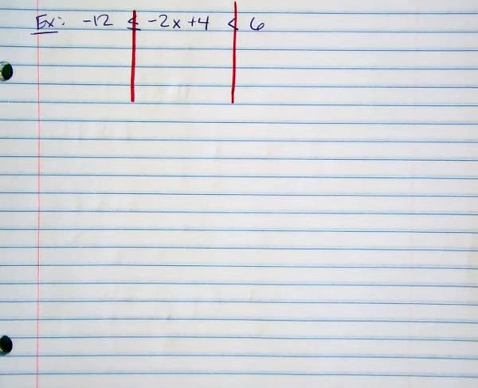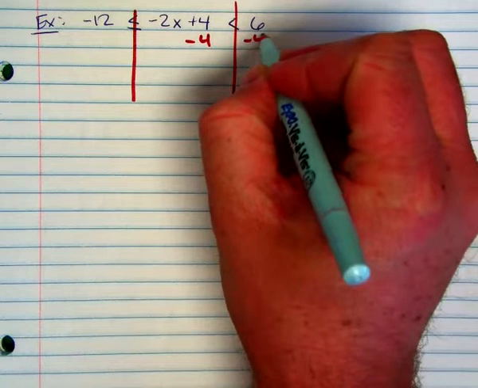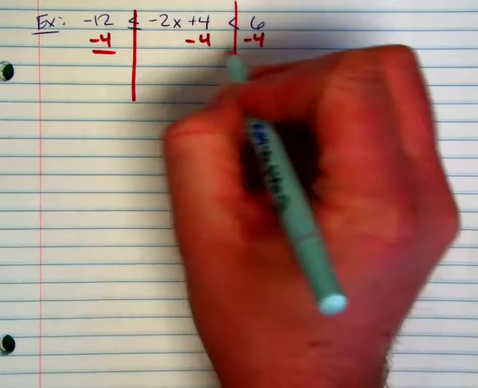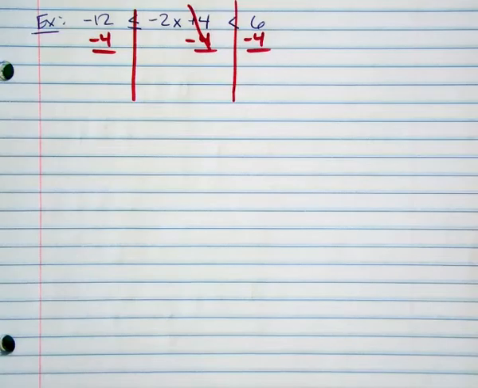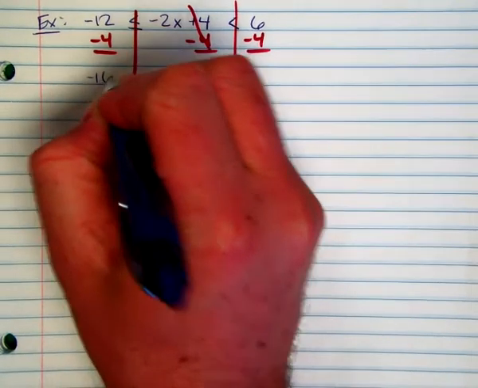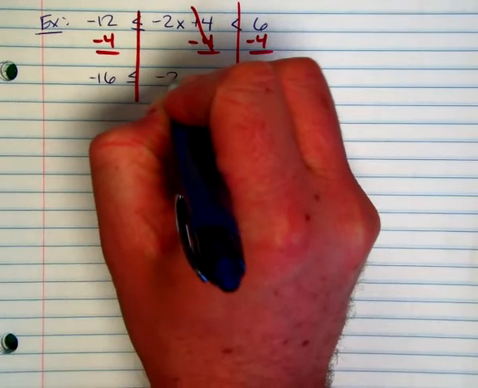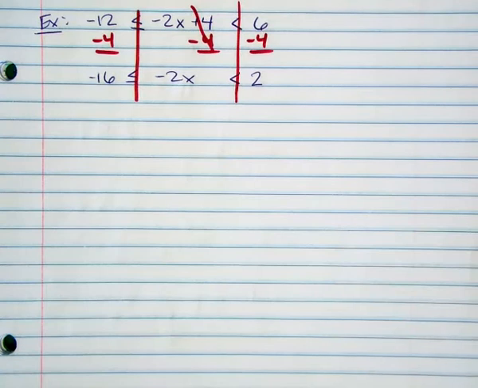This is very similar to things that we have already done in multiple places. Yaira? Yep. You always get rid of the constant first, so we will subtract 4, and remember, whatever I do in the middle, I have to do on each side. So +4 -4, those cancel. Over here I've got -12 minus 4 is -16. 6 minus 4 gives me 2.